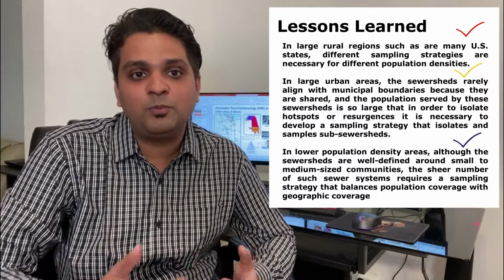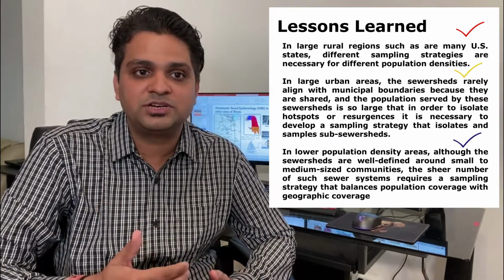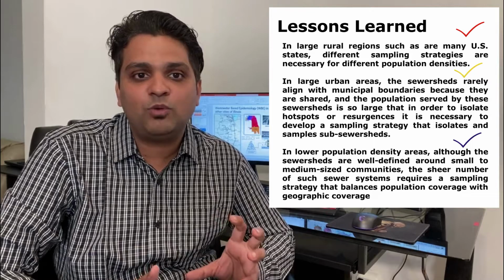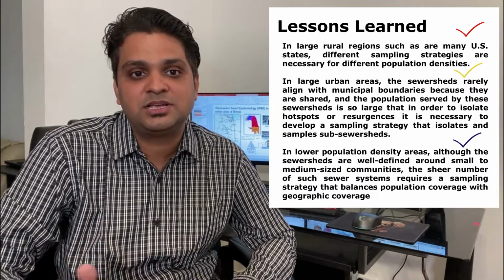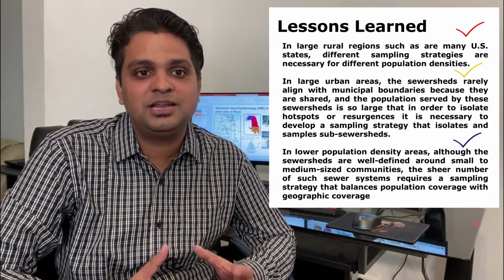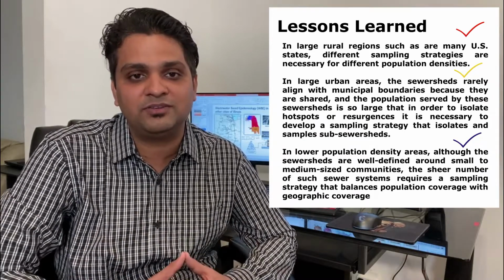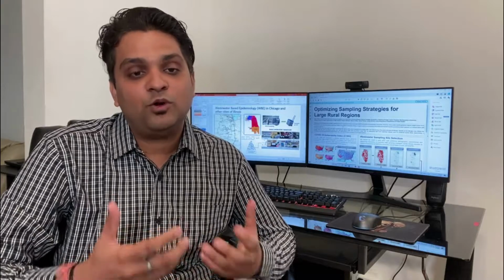While in lower population density areas, although the sewersheds are well defined around small to medium sized communities, the sheer number of such sewer systems requires a sampling strategy that balances population coverage with geographical coverage. We are also in the process of validating our sampling scheme with multiple experiments. In our immediate experiment, we are going to sample additional population centers in selected counties to determine up to what degree the largest population center adequately represents surrounding communities.